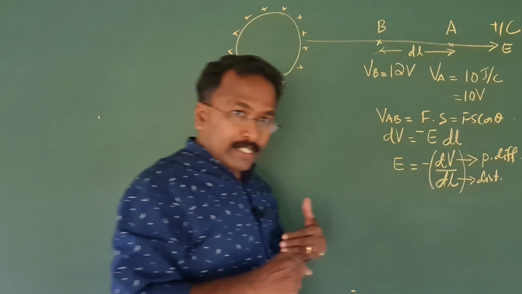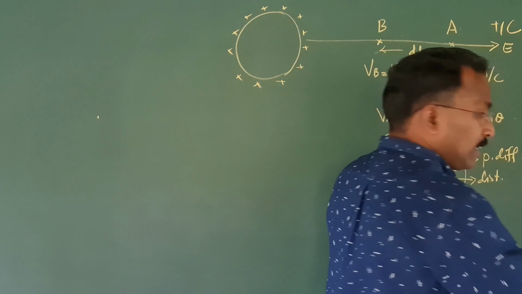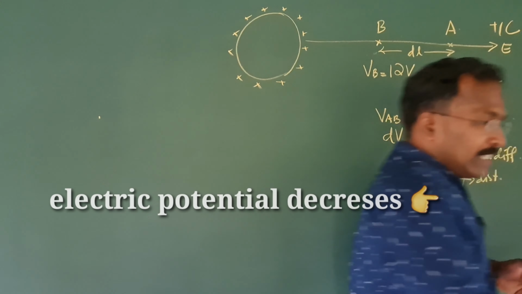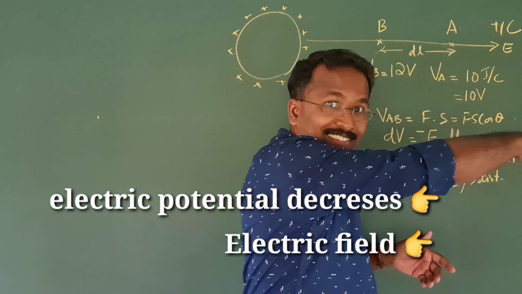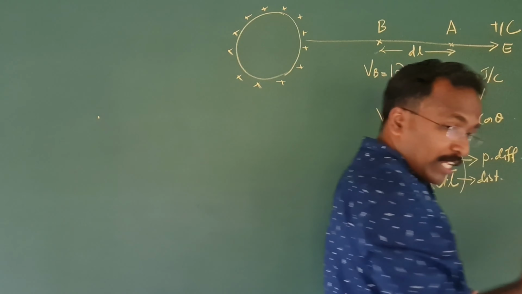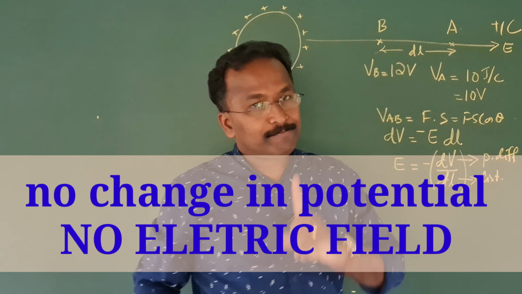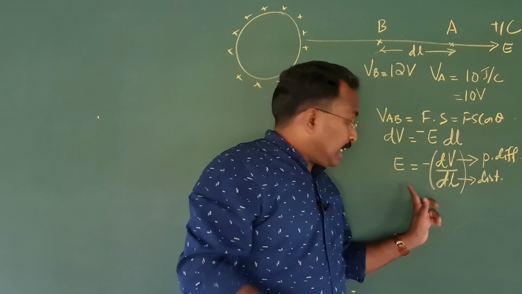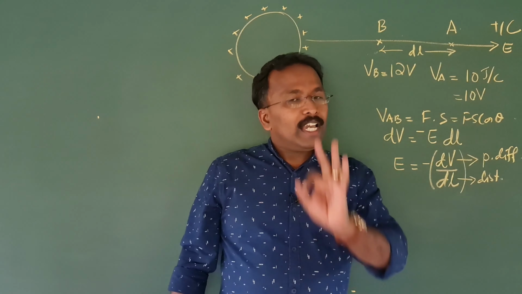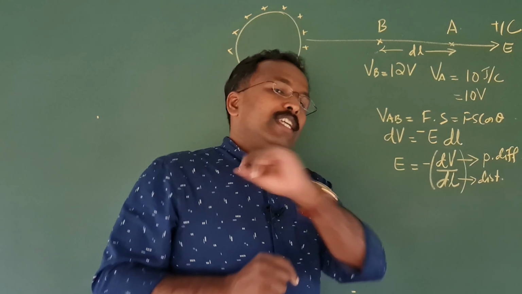Now, just imagine, as I am walking, if potential is increasing, electric field is in this direction. If potential is decreasing, electric field is in that direction. And what if there is no change in potential? No electric field. Have you got that idea? Okay. So you should study, electric field is the negative of potential gradient. I can give you another example. Okay, this you should keep in mind.